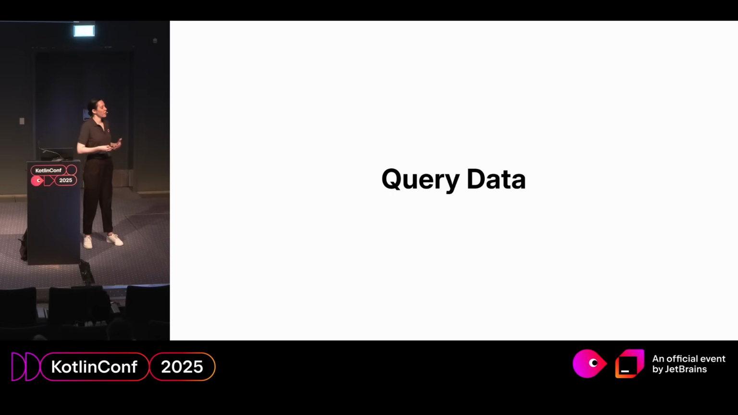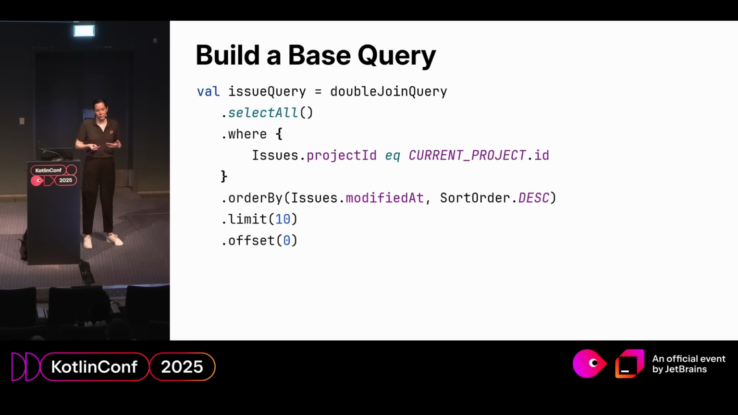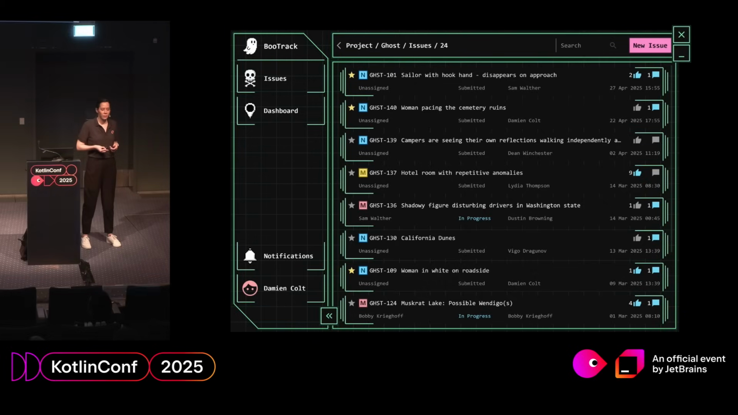Now, what about querying data? Let's assume that every time we've seen an issue summary list, we've been using a base table data. We're not going to go into the specifics of what double join query is. From the name, you can probably guess that it's a join between two tables and a query. And this is a standard base query that we're always using to get back every issue summary list.